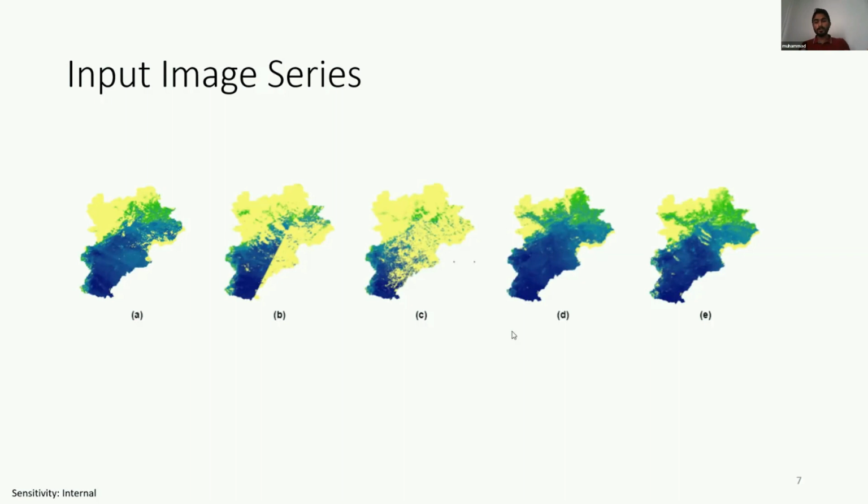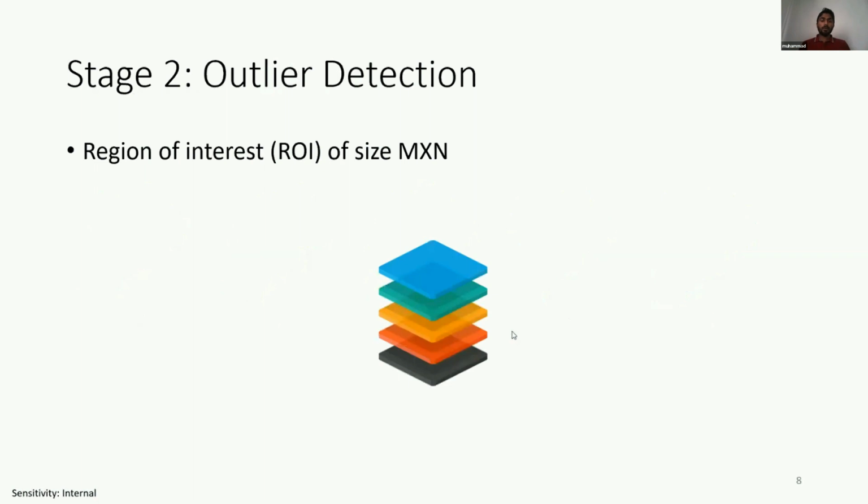So A, B, C, D, and E are basically the 5-day images of the land surface temperature for the BTH region. Now, the model starts with outlier detection. To do that, the program runs and you have to select a region of interest in which you want to detect the outliers and reconstruct, right?